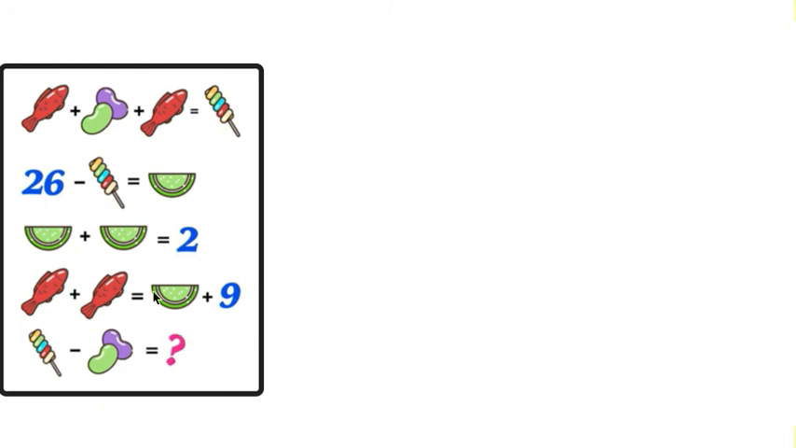So here in the third equation, we have this green colored watermelon. Is it a candy watermelon? I don't know, I'm going to consider it as a watermelon. So this, the watermelon plus watermelon is equal to 2. So we know that the watermelon will be 1. Okay, so let's see the second question, second equation.